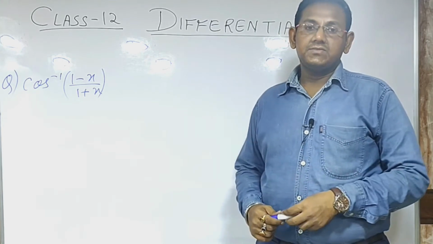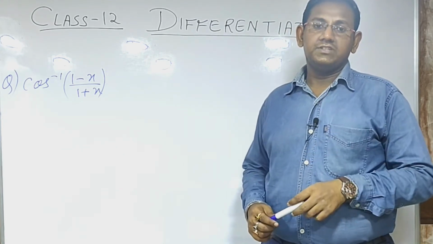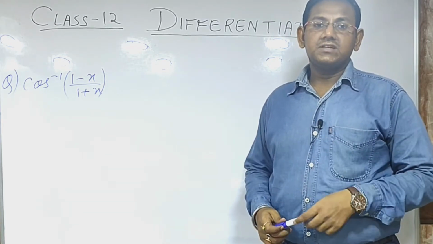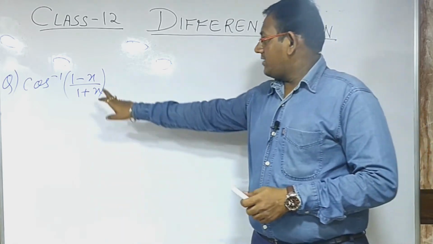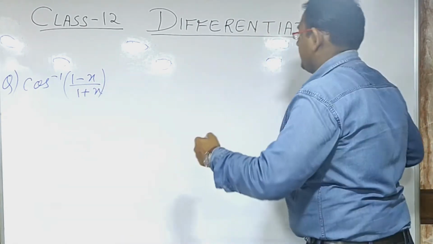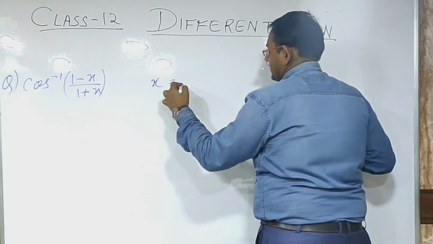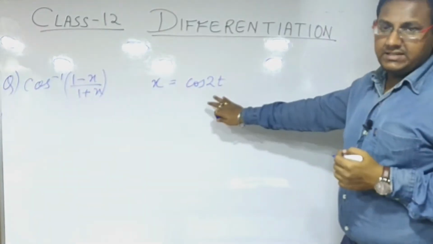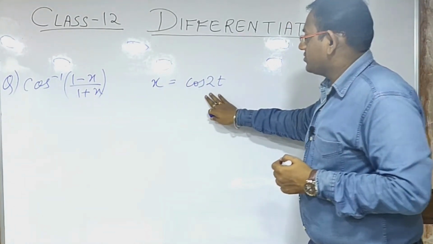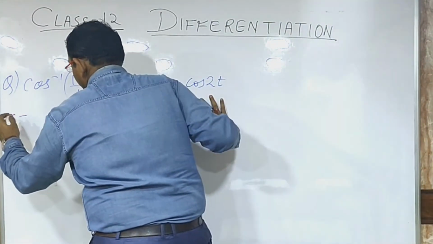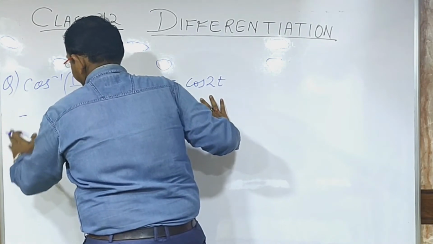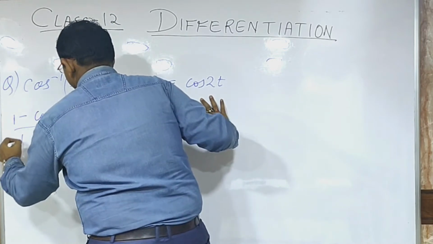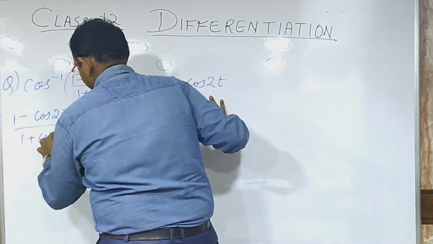In the previous lecture we discussed what the substitution for this part is. If you haven't seen that, go to that video and see what the substitution is. Now in this one we are going to substitute the value of x as cos 2t. As we have substituted x as cos 2t, we are getting (1 minus cos 2t) by (1 plus cos 2t).